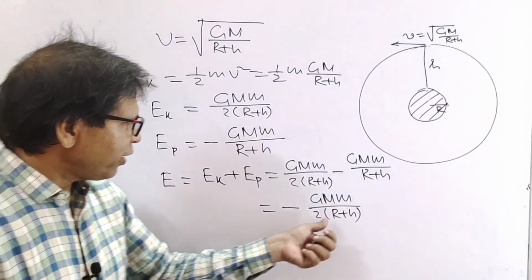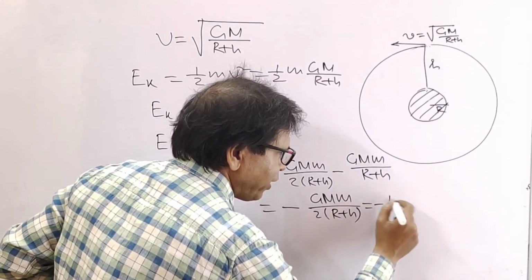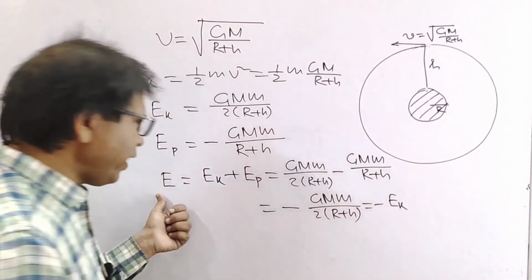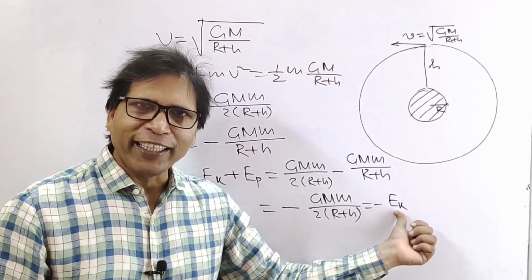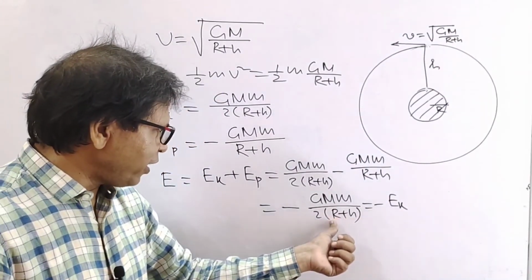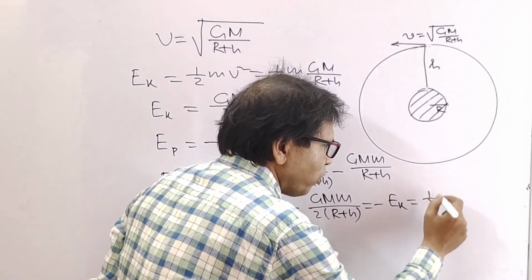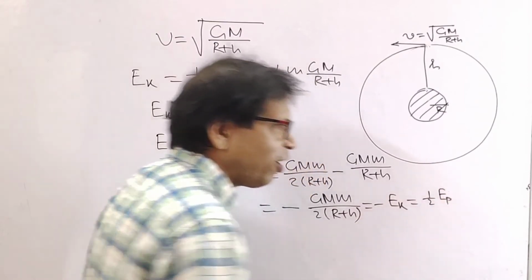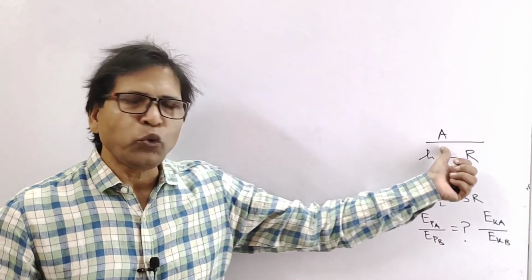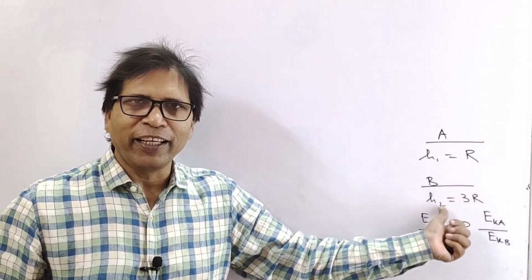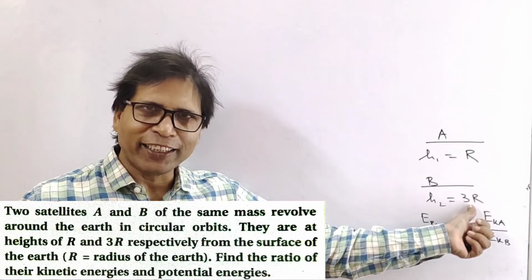Okay, now this equals this. So look at this, this is minus EK. So mechanical energy, that is total energy, is the negative of kinetic energy. And look at this, this equals half of this, so this is half of potential energy EP. Okay, understood? Next, look at these two satellites A and B at an altitude R and 3R from the earth's surface.